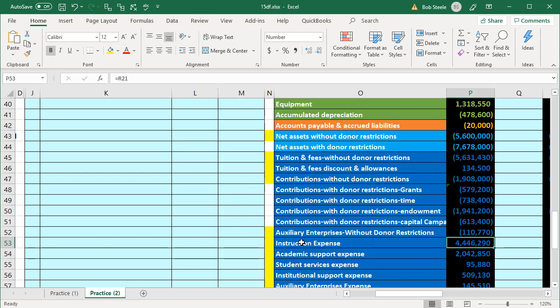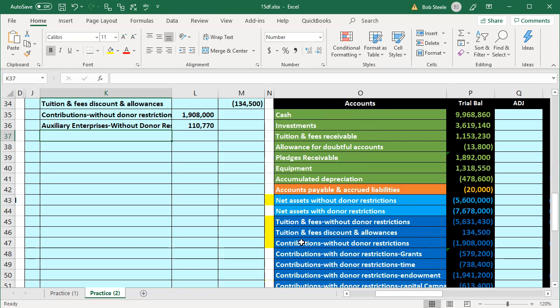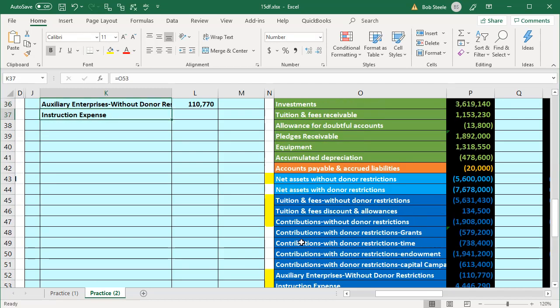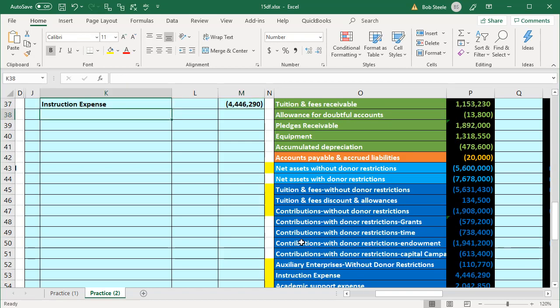Then next we have the instruction expense. It's got a debit in it. Therefore, we're going to credit it. So now we're going to go through the expenses. The expenses will typically be items that are without restrictions, and therefore they're all going to go into this journal entry. So we're going to say the instruction expense. We're going to be on the credit side in M37, and we'll say negative, and then pick up the instruction expense.